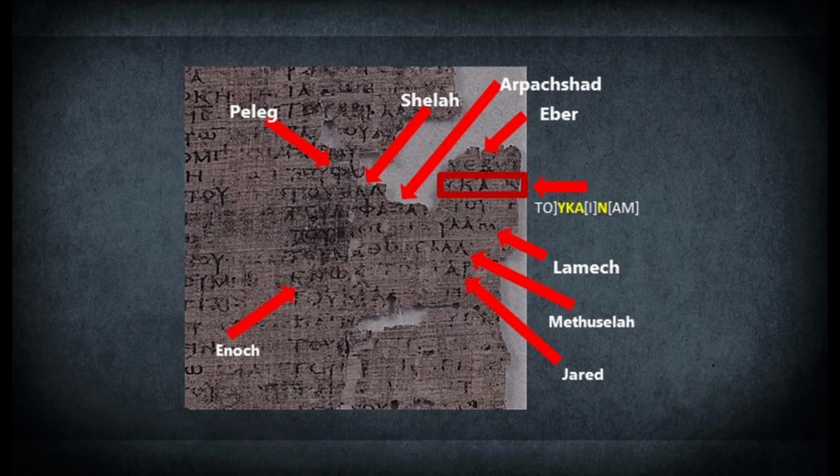Now moving up, we've got Shelah right here. We can see the Lambda Alpha, Peleg. And moving over here, Eber. And then this beautifully preserved section with Kanan, the definite article, the upsilon, kappa, alpha, and erasure, and then it looks like what is the nu. There's no question about it. That is Kanan in Papyrus 4.